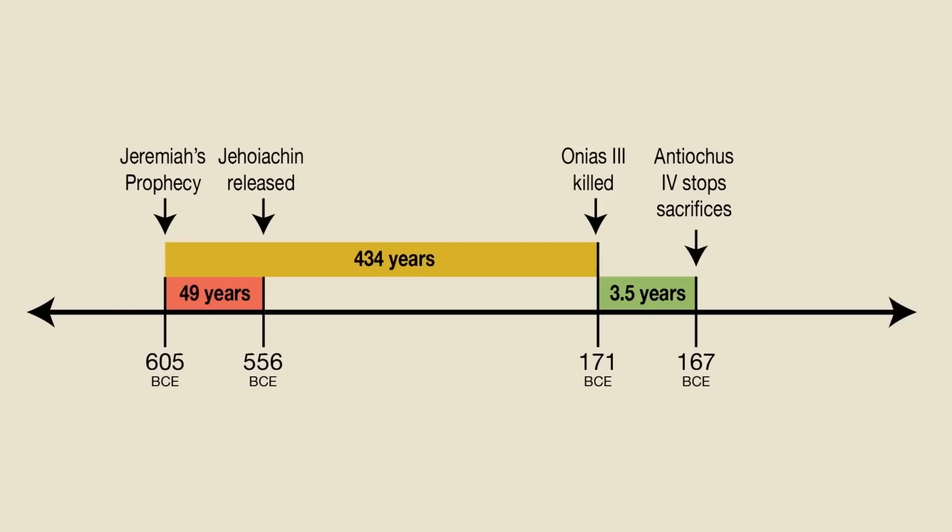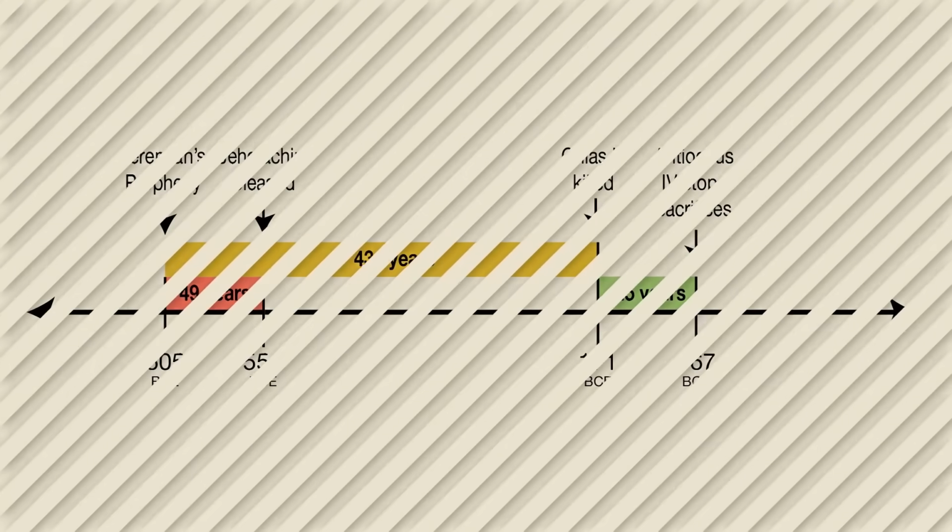I think it's far more likely that the abomination referred to in Daniel chapter 9 is the thing that Antiochus IV did right around the time that the book of Daniel was written than it is a reference to the death of Jesus. Okay, let's now move on to the book of Revelation.